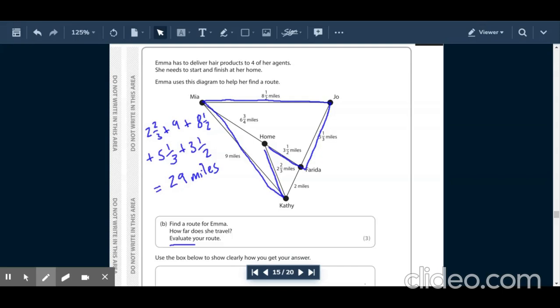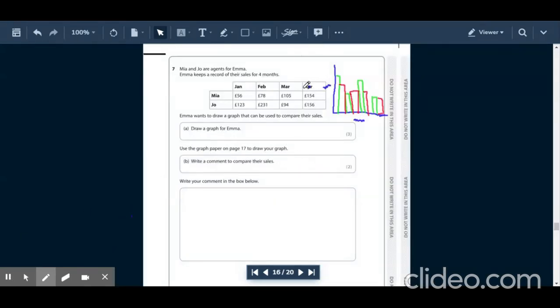So one would be, I visit each agent once. I think it's the shortest even. I don't have to backtrack. You could also say my route visits all the agents, but it may not be the shortest. So you just write anything about your route. So the next question is a graph question.